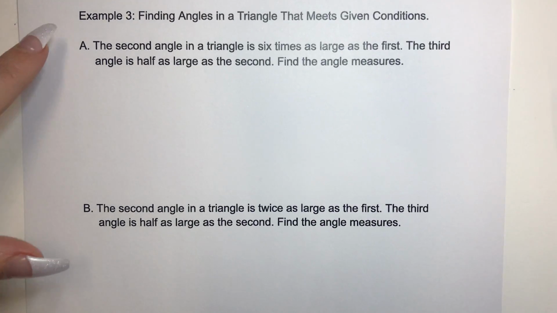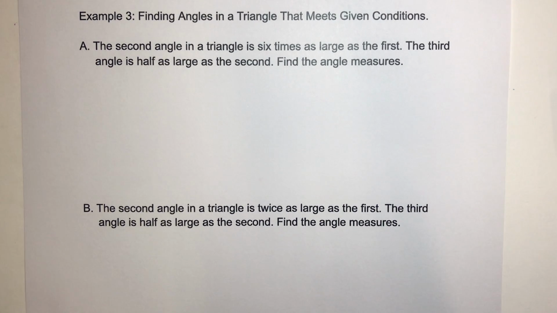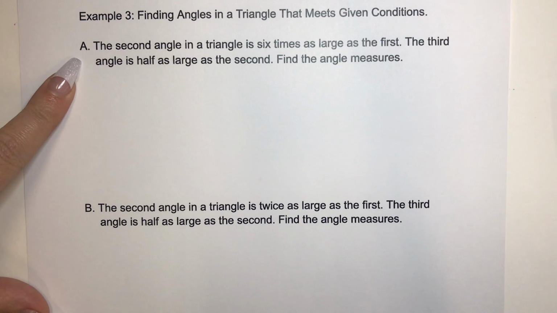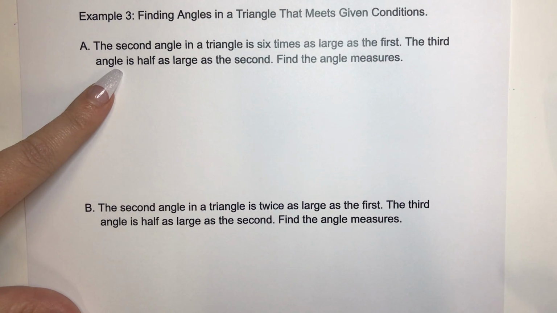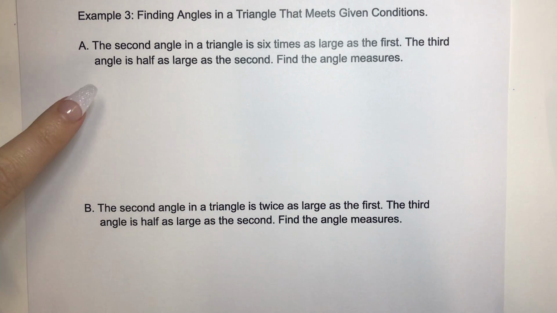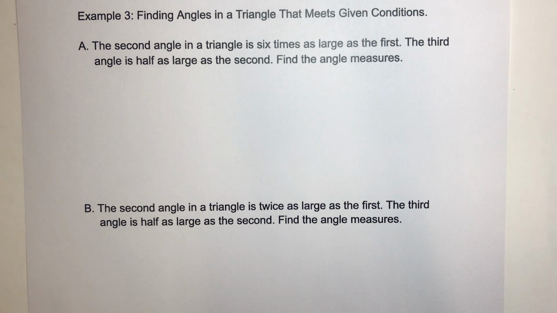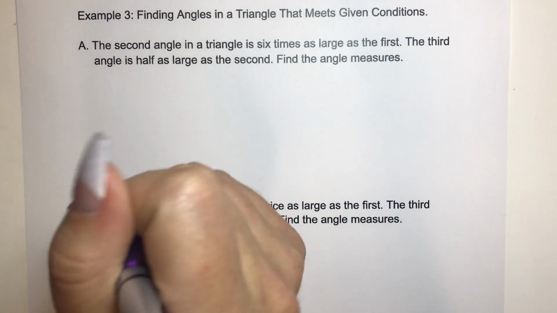All right, welcome back for example 3. We're going to be finding angles in a triangle that meet given conditions. So let's look at A. It says the second angle in a triangle is 6 times as large as the first. The third angle is half as large as the second. Find the angle measures. So we have the first, the second, and the third.